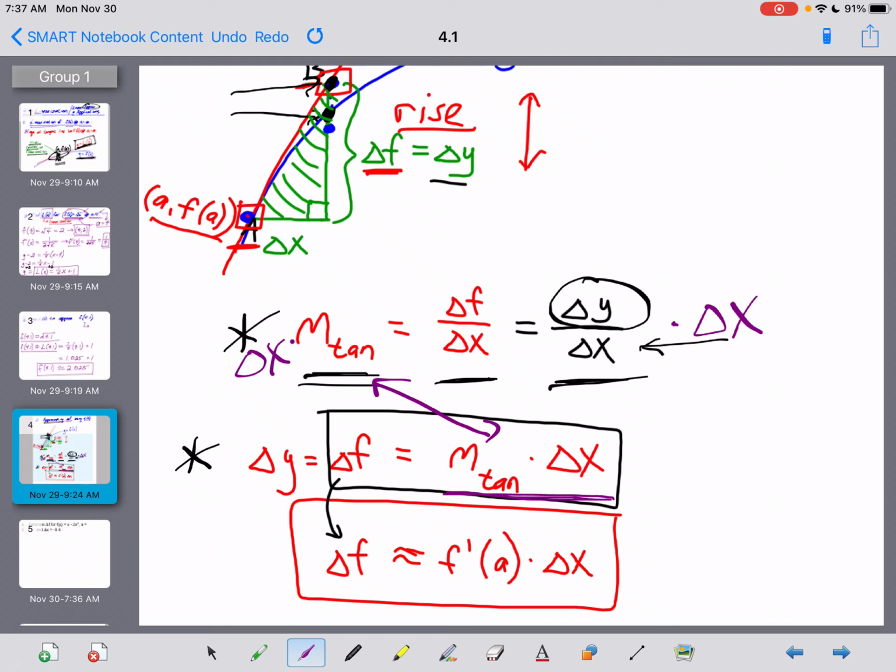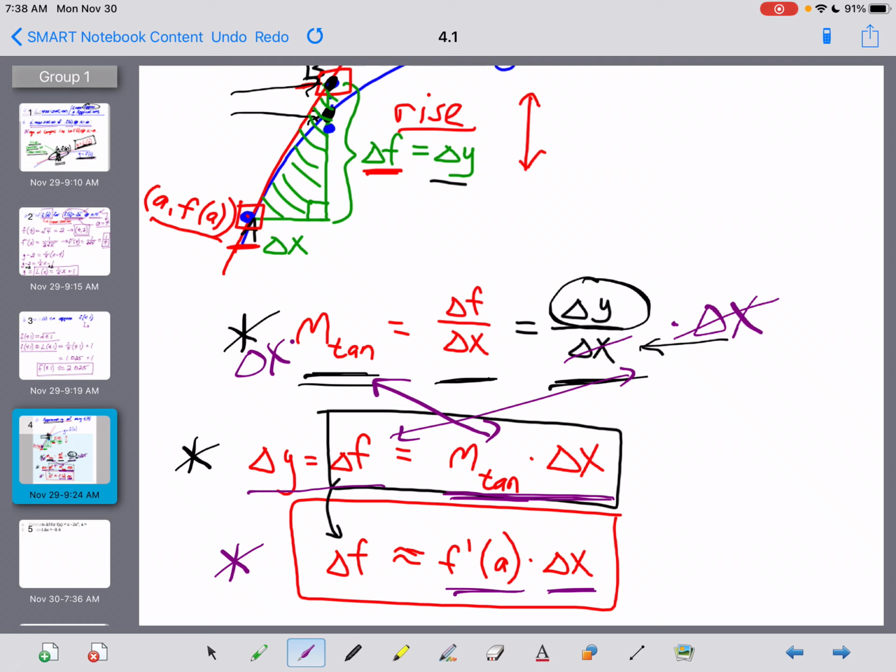And on the right side, the delta x's cancel, leaving you with just the delta y or the delta f. That really was the right side over here. So that leads us to this little formula over here, guys. The delta f is approximately equal to f prime of a, which is the same thing as the slope of your tangent, f prime of a multiplied by your run, delta x. So if you know the slope of your tangent and you know the change in x, you can find the delta f, or the change in y value that you're looking for.